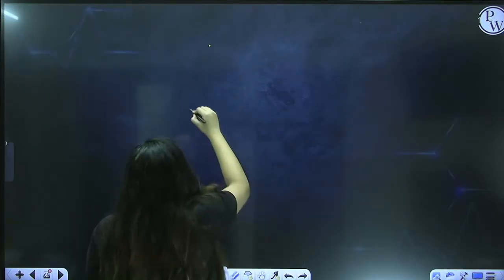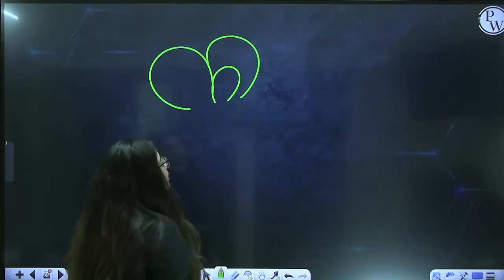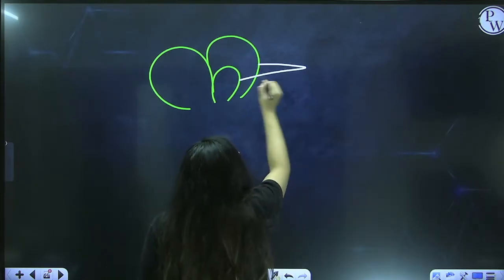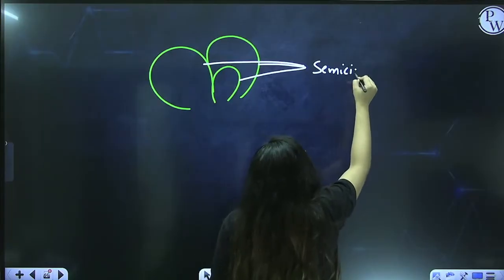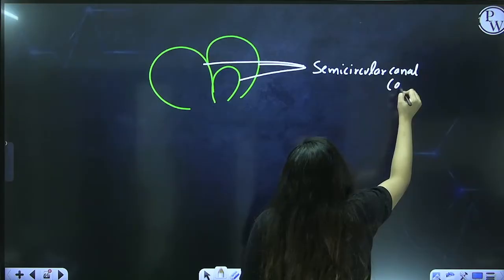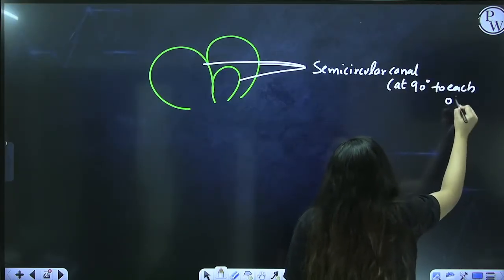Let me draw it again. So the vestibule consists of this portion. These are semicircular canals. This is also a semicircular canal. Semi means half circle. These canals are present at 90 degrees to each other.